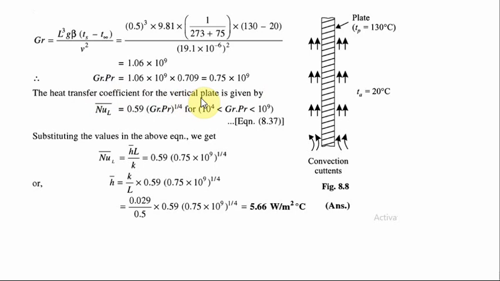The heat transfer coefficient for the vertical plate: since the value is in the range of 10 raised to 4 to 10 raised to 9, from data book page number 144, we can utilize this equation to calculate the average Nusselt number. Average Nusselt number is equal to average heat transfer coefficient h L by K. Substituting the values and finding h bar, h bar is equal to 5.66 watt per meter square Kelvin. So we have calculated the average heat transfer coefficient.